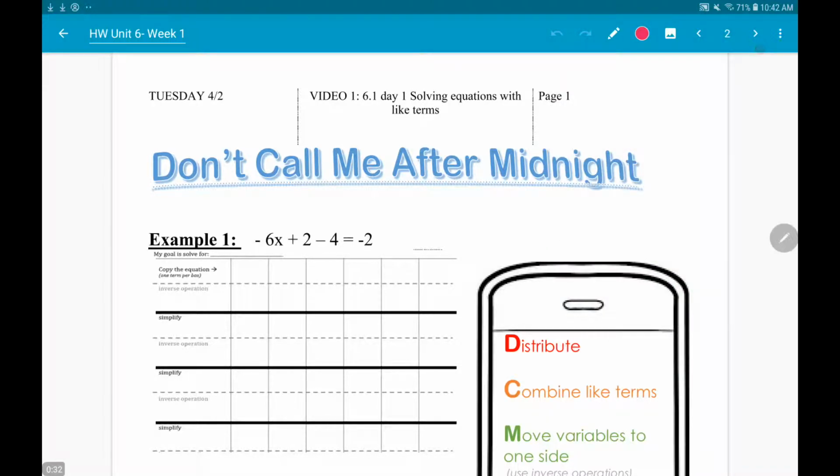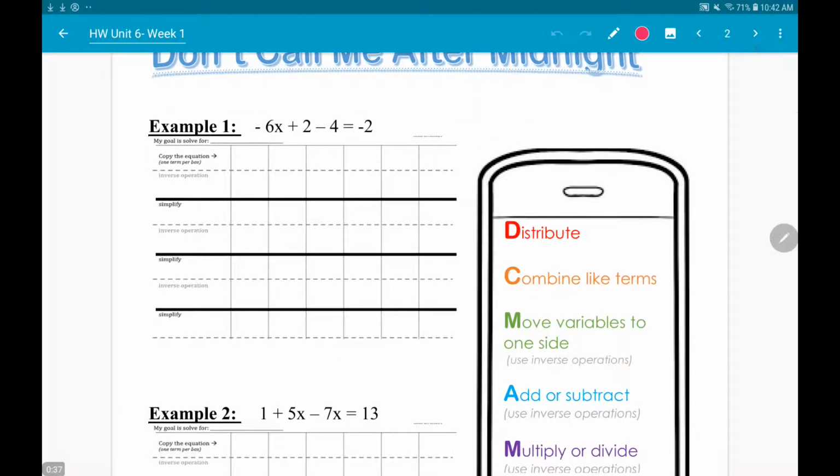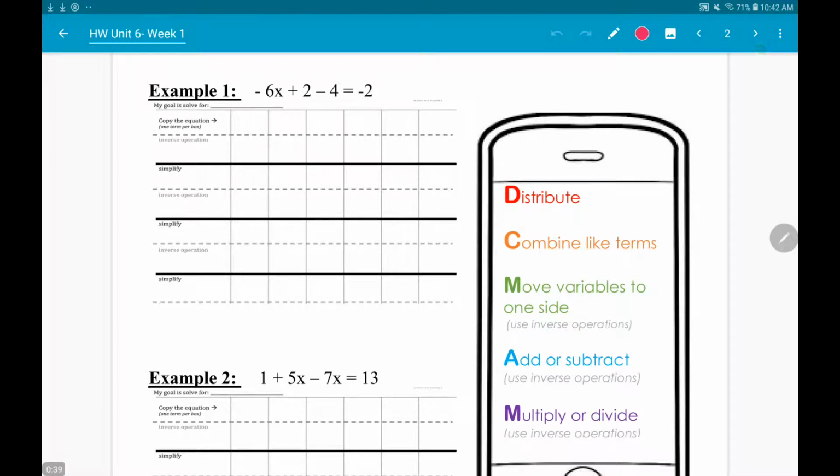So, don't call me after midnight. It's going to be our little saying for this unit. So don't call me after midnight. Here are my letters: D, C, M, A, M. It's an acronym to help us remember. So distribute, combine like terms, move variables to one side, add or subtract, multiply or divide.